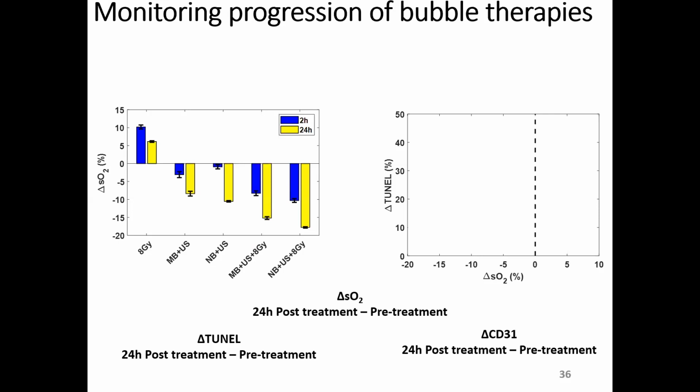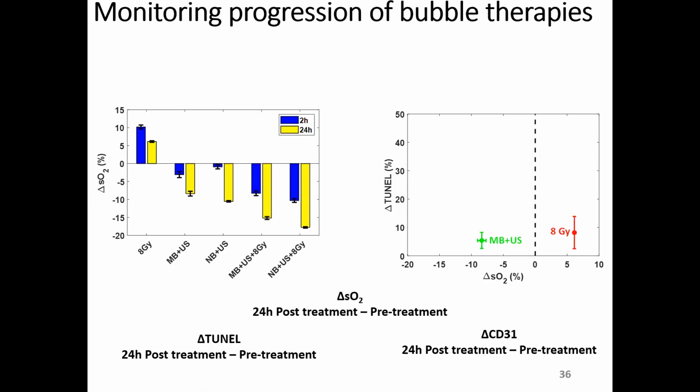So if we now look at how effective this marker is in predicting the degree of cell death, if we plot the percentage of TUNEL, which is a marker of apoptotic cell death, as a function of the change in the SO2, what we observe for our single dose of 8 grays of radiation is that we actually observe some cell death, but this is accompanied by a positive increase in the tumor oxygenation as a function of treatment.